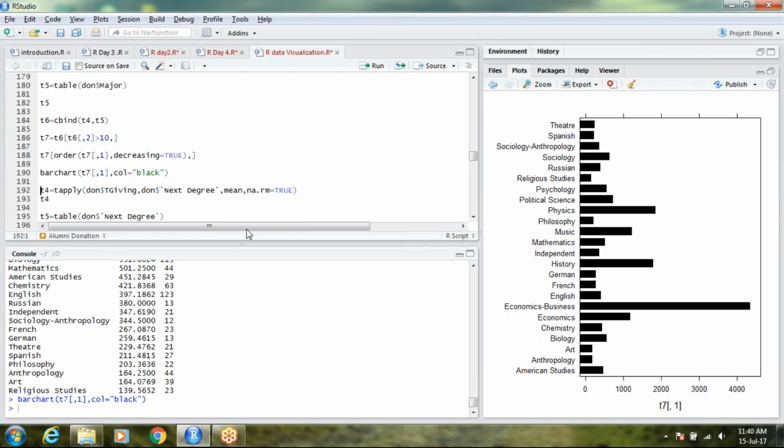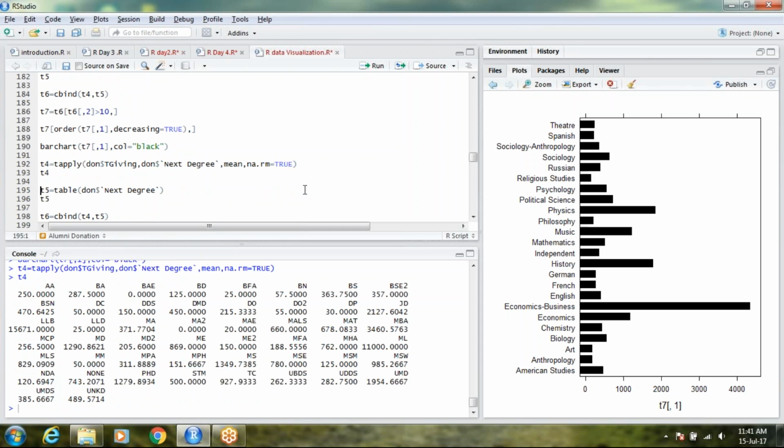Now let's see one more example: whether the next degree, or pursuing higher studies, has anything to do with the donation that they provide. So let's make a table of it and analyze. These are the higher degrees that they have pursued. I have some values as none as well. So none means those who haven't pursued any higher studies, and even they have contributed something, on an average or a total.